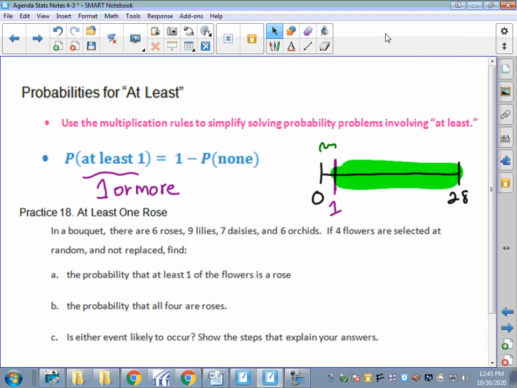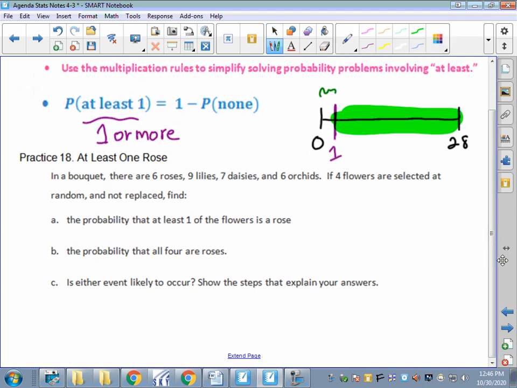So let's look at letter A. It says, if 4 flowers are selected at random and not replaced, that's important, right? That's going to affect our possible and favorable. Find the probability that at least one of the flowers is a rose. So if we do this, we'd have to do at least 1, so probability of at least 1 rose. So I could find the probability of 1, 2, 3, 4, 5, or 6. However, I think I might save myself some work if I do 1 minus the probability of no roses.